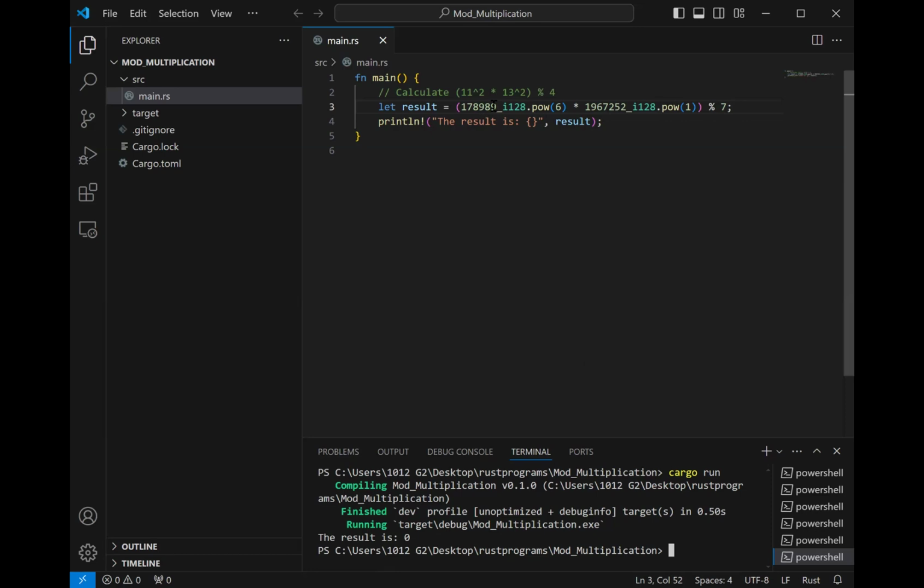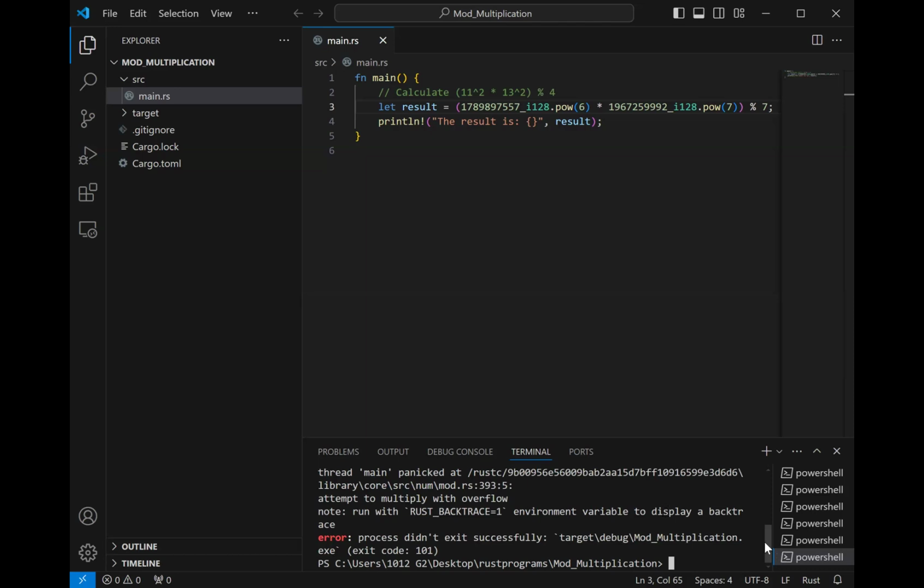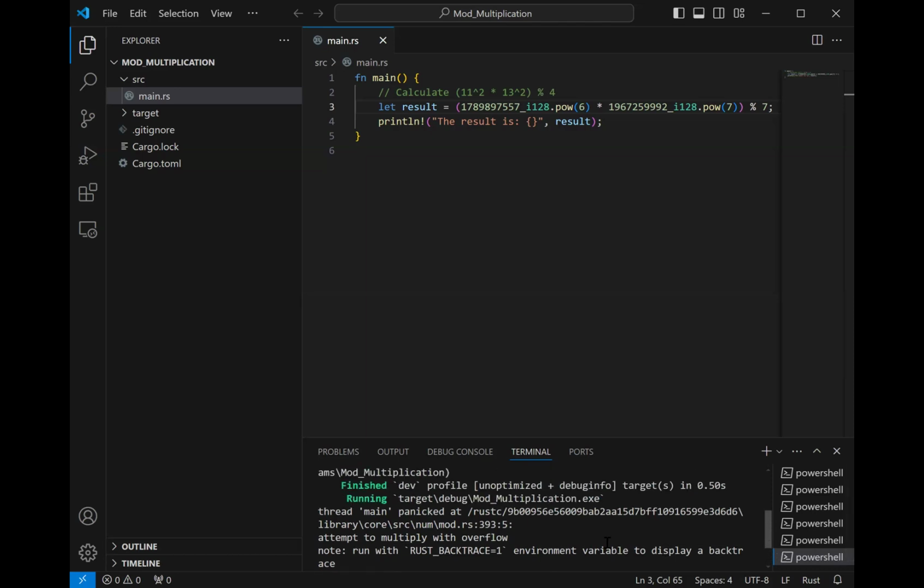Okay. What about if I increase it? I want to go beyond, so that we can modify it to something new. I want this power to be 7, and this power to be 7. Let's see. Yeah, there's an overflow. So that means it will not work for this one. But if we reduce the values, it will work.